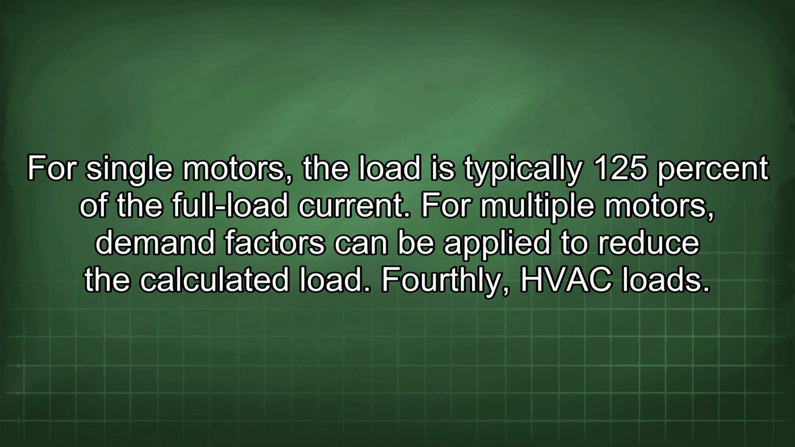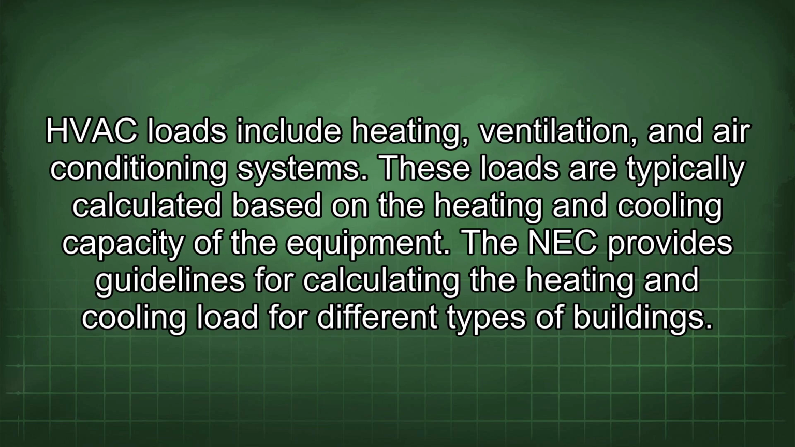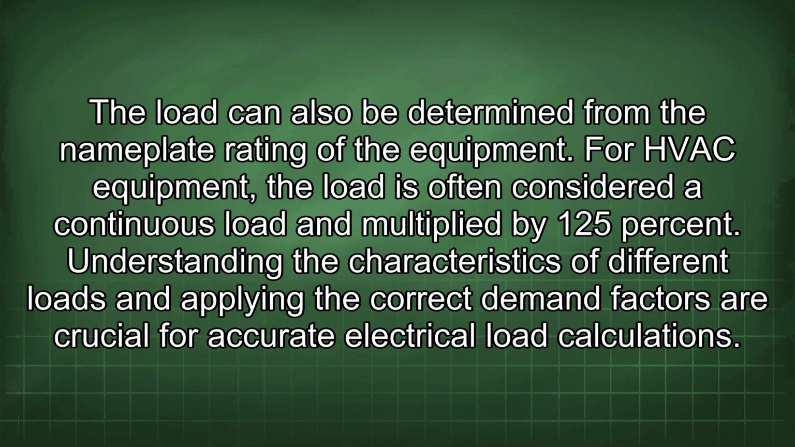Fourthly, HVAC loads. HVAC loads include heating, ventilation, and air conditioning systems. These loads are typically calculated based on the heating and cooling capacity of the equipment. The NEC provides guidelines for calculating the heating and cooling load for different types of buildings. The load can also be determined from the nameplate rating of the equipment. For HVAC equipment, the load is often considered a continuous load and multiplied by 125%.